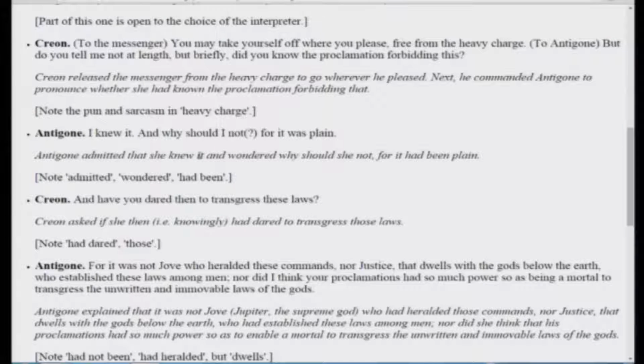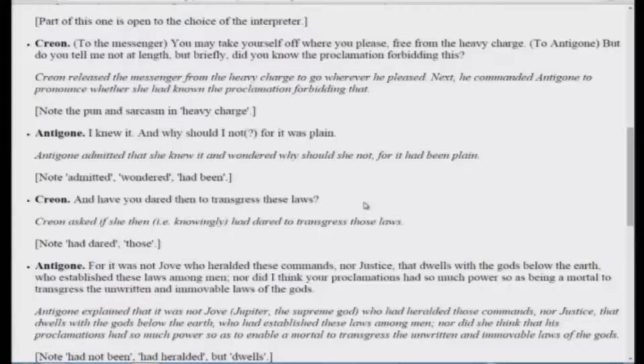Okay? That would mean, in fact, the way present becomes past, past becomes past perfect. Okay? So, you can still say knew in this case, because that means that she still knows. Okay? But perhaps a little better would be she had known it at the time of committing that itself. Okay? Antigone admitted that she had known it and wondered, that is now, okay, during the conversation, why should she not? For it had been plain, had been. Okay?